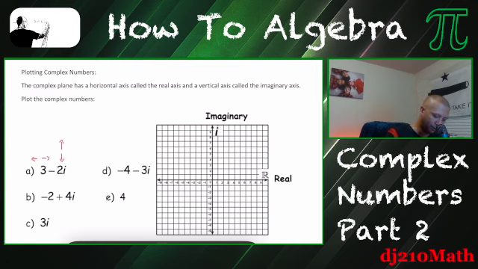So again, standard form of a complex number is a plus bi. And a, again, is left and right, the real part. And the part that has the i, the coefficient, this is your up and down. So for instance, point A, it's positive 3 minus 2i. So we're going to go right 3 because it's positive, and then down 2 because it's negative. So right 3, down 2. So here in red, this is point A.